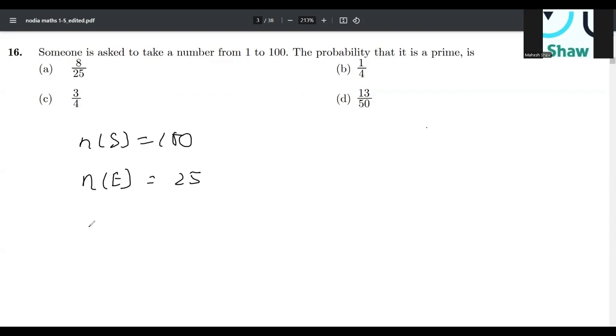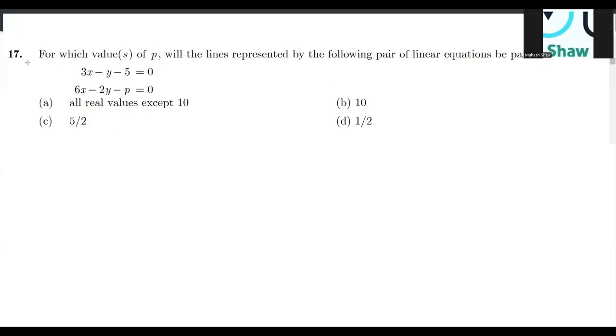Now the favorable, we have to get the probability the same way. So the probability here, that is P of E, is equal to favorable, 25, divided by total, which is 100. On reducing, it is 1 over 4. The option B is correct.